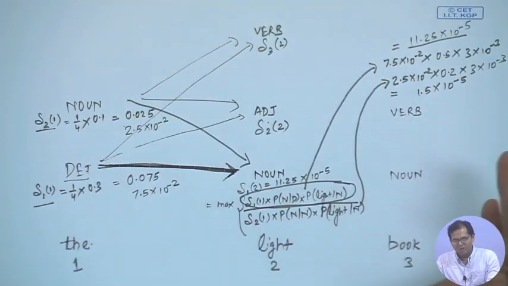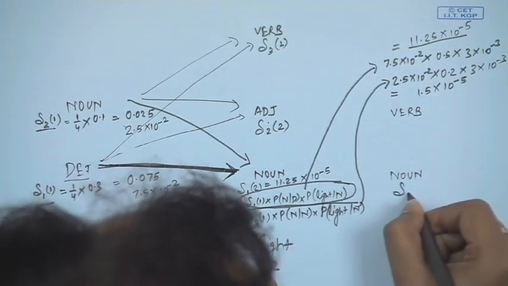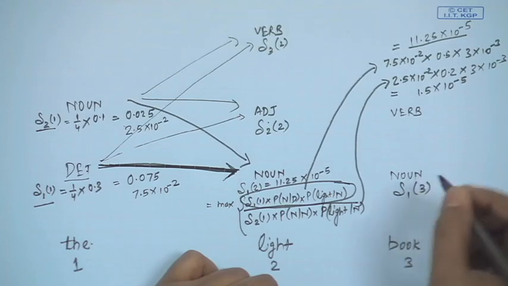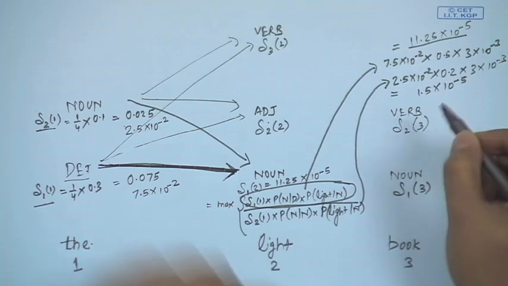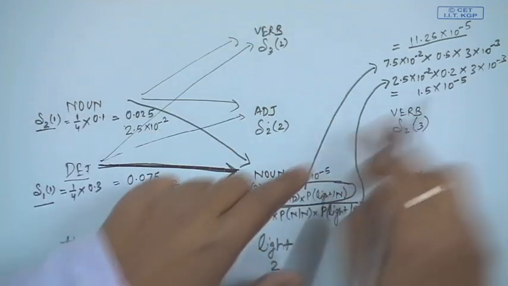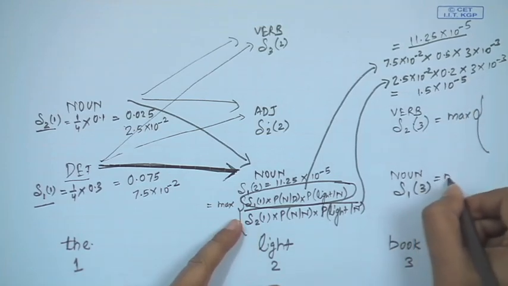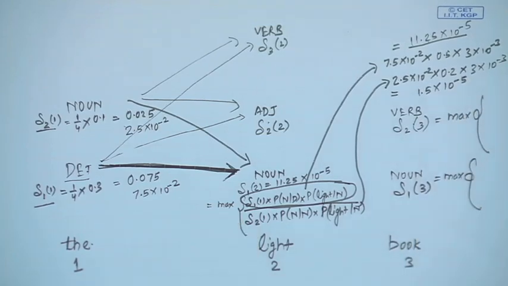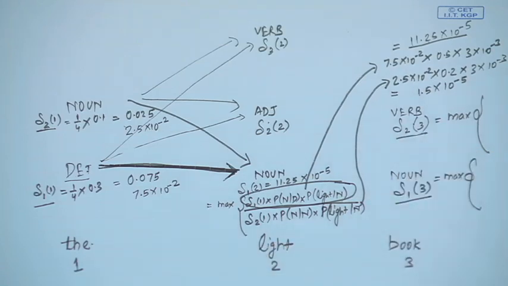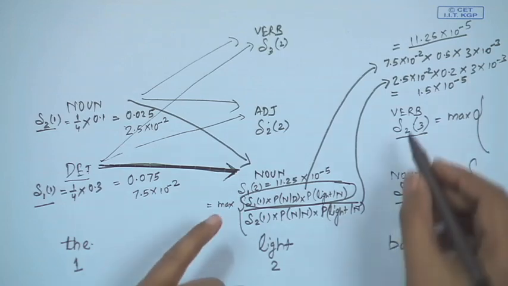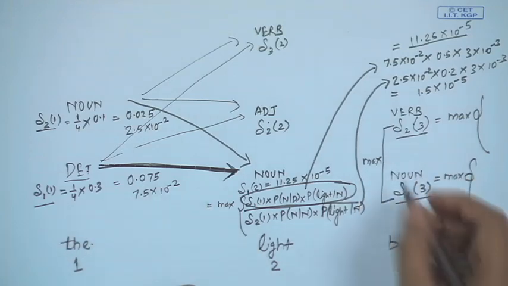Once you have done that, you will go to the final step, where you will store delta 1 at step 3, where 1 means noun here, and delta 2 at step 3. Again you will compute that by taking all the three possibilities times the transition, so this will be max over 3 quantities. Again you will find the two values, delta 1 3 and delta 2 3. And how will you actually determine the final sequence? You will take the max of this. Suppose max comes out to be this one.